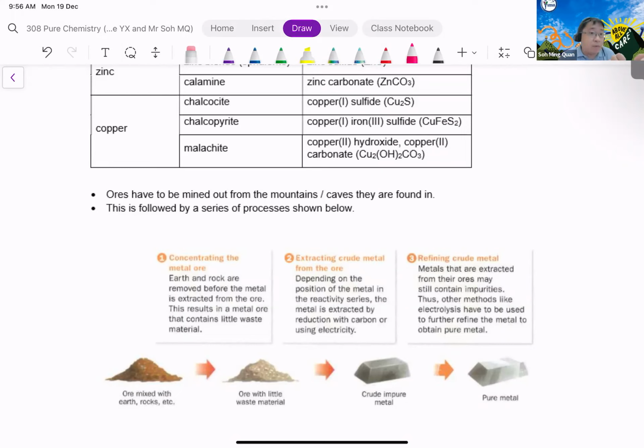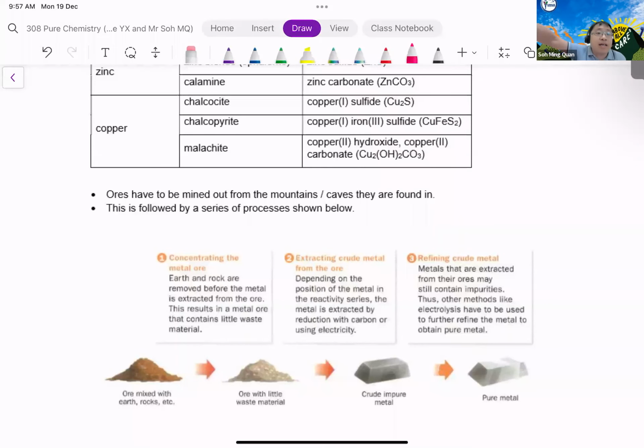Besides that, when you remove the trees, the soil becomes loose because there are no more tree roots to hold the soil in place. So when it rains, the soil can be washed off, that causes landslides. So mining itself is a very, very bad activity for the environment.